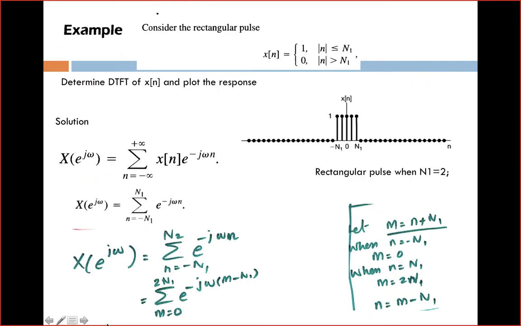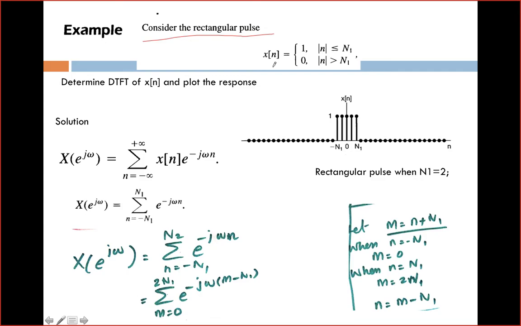Here we are going to find the DTFT for a rectangular pulse. I am just reading the problem. Consider the rectangular pulse defined using this equation, that is x of n is equal to 1 when magnitude of n is less than or equal to n1, and 0 when magnitude of n is greater than n1. It means this signal is defined over minus n1 to plus n1, that's it.